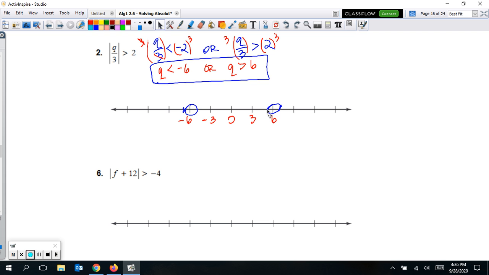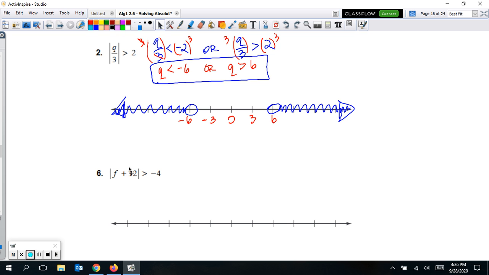This one's not shaded in between because they're going opposite directions. This one says Q is less than -6 and Q is greater than +6. So this one's going to be greater than +6, and this one's going to be less than -6. Opposite directions when it is disconnected with a greater than symbol.